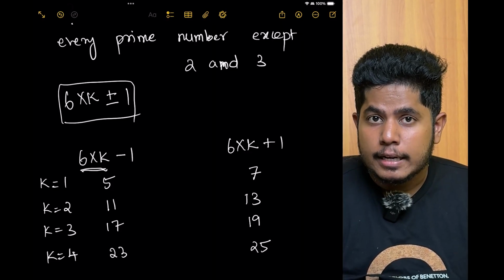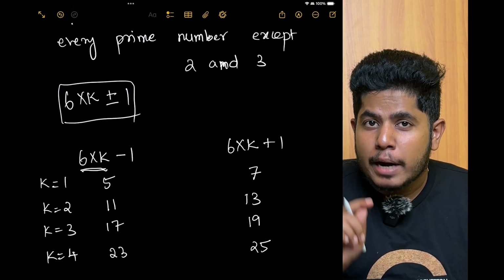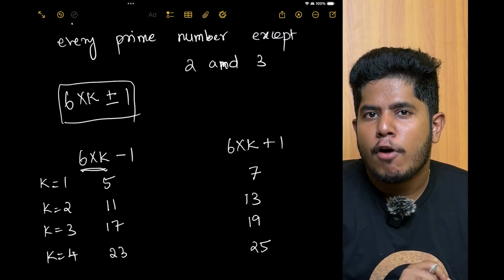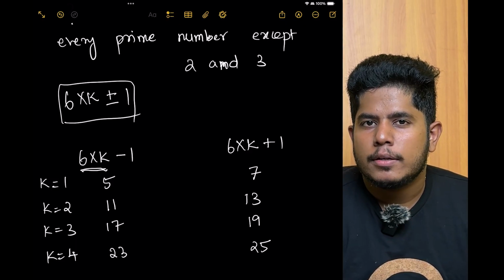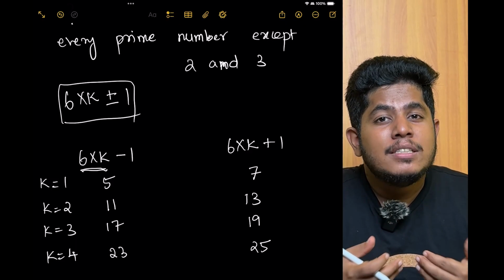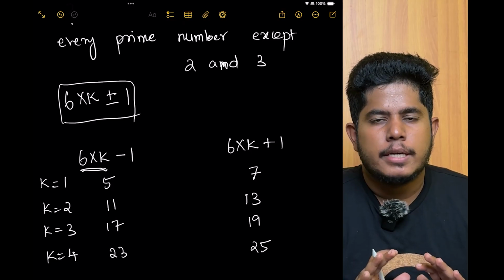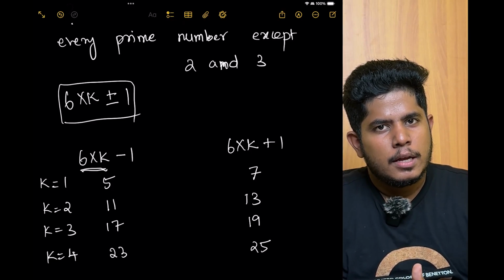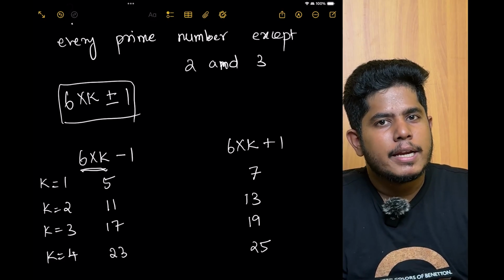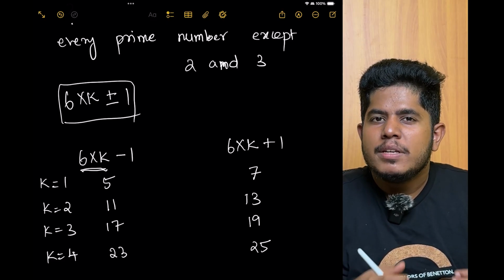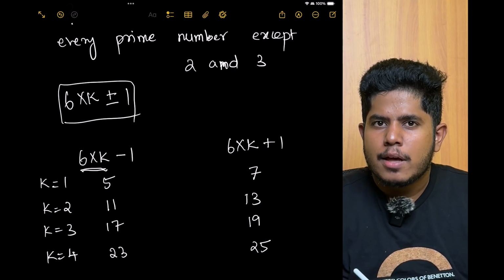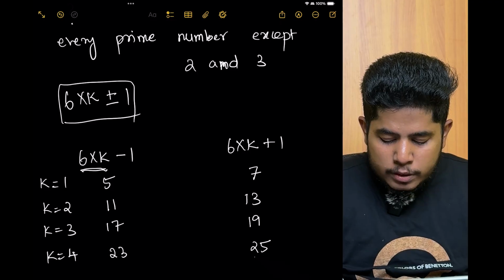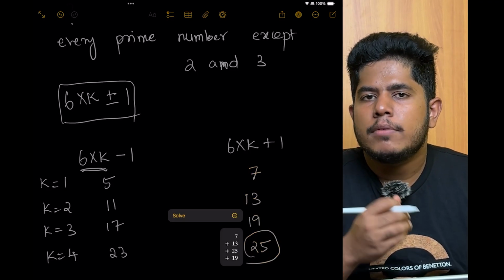So that's exactly the point: every prime number apart from 2 and 3 is of the form 6k plus or minus 1. But not all 6k plus or minus 1 are prime numbers. That is our point. Every prime number is of the form 6k plus or minus 1, but not all 6k plus or minus 1 are prime numbers. So when we start taking all 6k plus or minus 1, definitely all the prime numbers will be covered, but along with that a few non-prime numbers will also be covered.